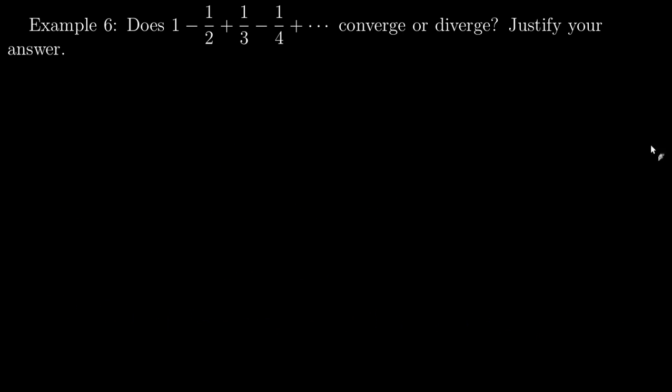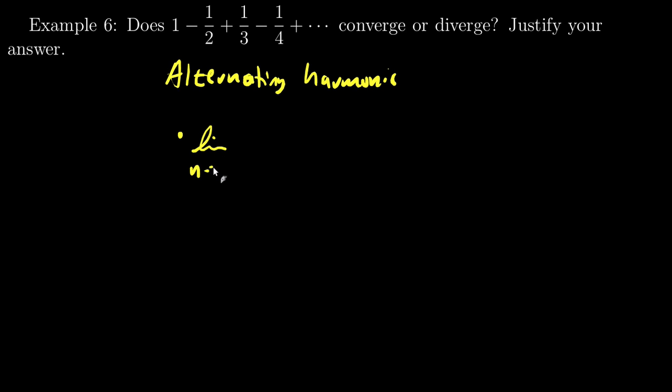So let's look at this. This looks a lot like a harmonic series, but this is actually the alternating harmonic series. And we notice the three things. First off, the limit as n approaches infinity of (-1)^(n-1) over n does go to 0. You see, you're dividing by larger and larger numbers. Check.